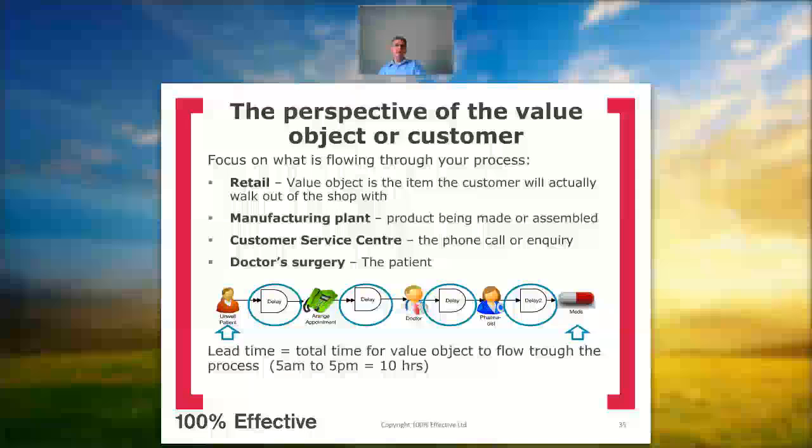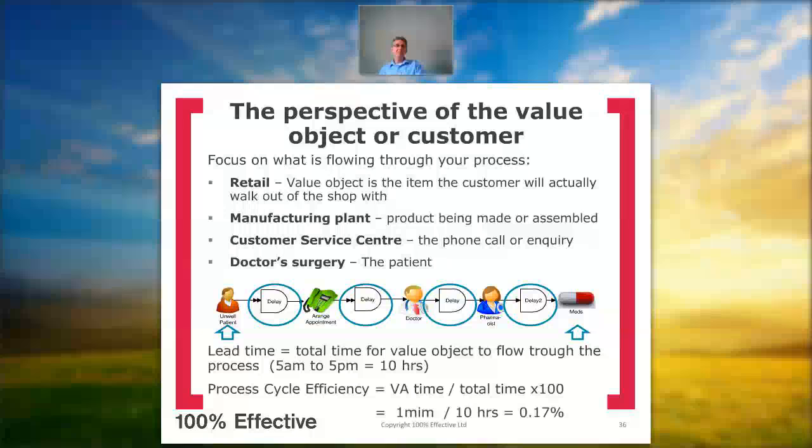So the total lead time, which is the total time for the value object, which in fact is the patient, to flow through this entire process, might, for example, be 5 AM to 5 PM, which is 10 hours. The process cycle efficiency, which is defined as the value added time over the total time times 100, is 1 minute over 10 hours, which if you do the sums, comes out at 0.17%.